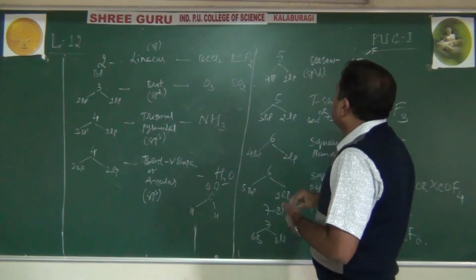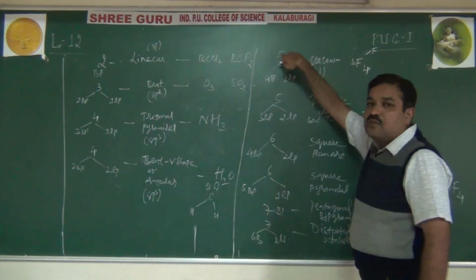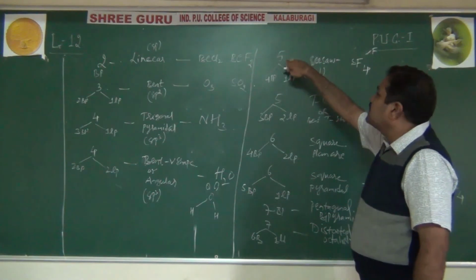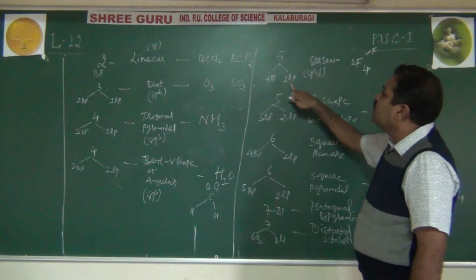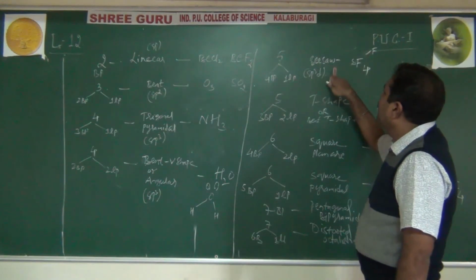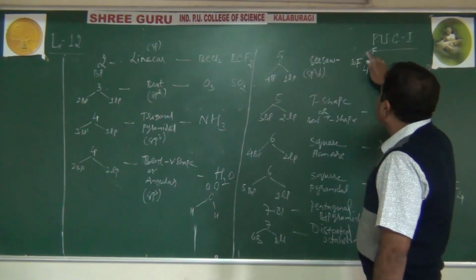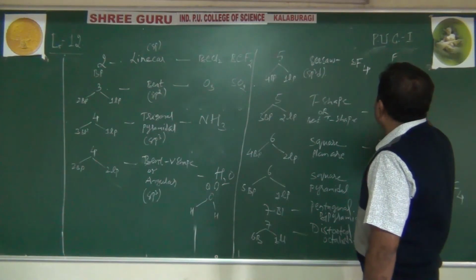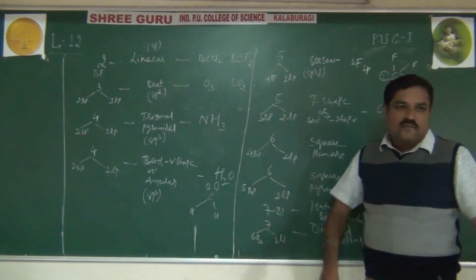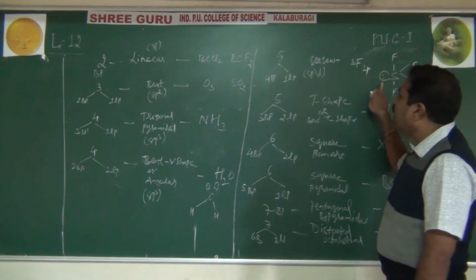hybridization. It should be trigonal pyramidal, but it is deviated to what? Seesaw. Due to 4 bond pairs and 1 lone pair, it is seesaw. What is the seesaw, sir? Just as shown here. Therefore 2 perpendicular, 2 angular, 1 lone. This is SF4. This is called seesaw.